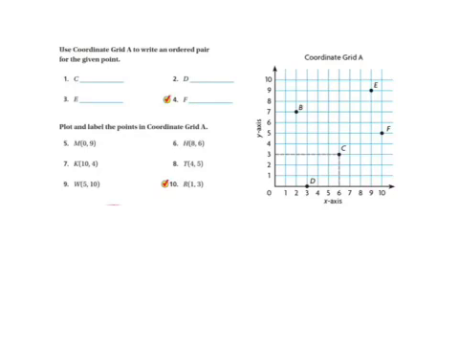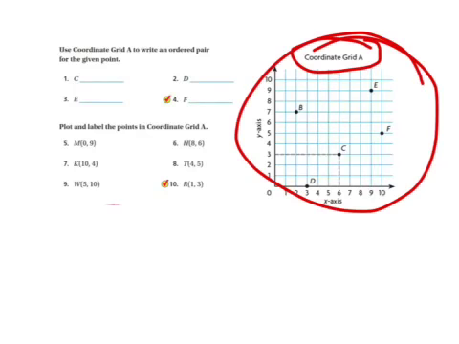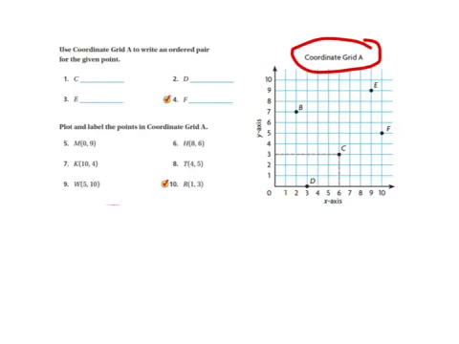So let's do some problems. This is very similar to what's on the homework. Number 1 says, use this coordinate grid A, this is what this is called, a coordinate grid, to write an ordered pair for the given point. The first thing it says is find the ordered pair for C. That's this one right here.